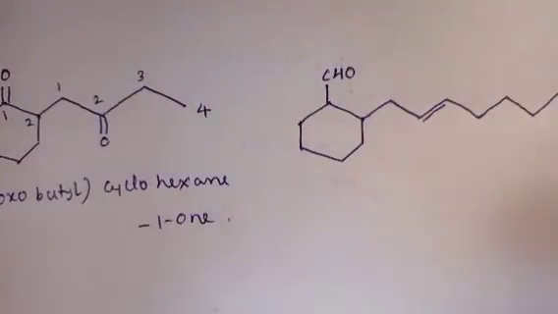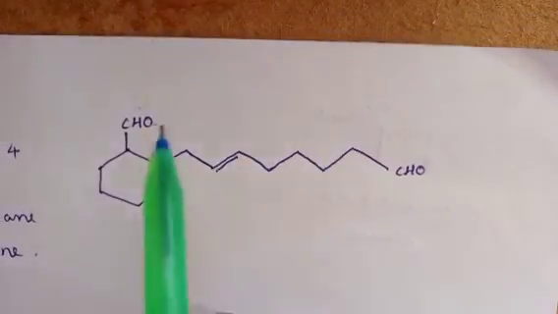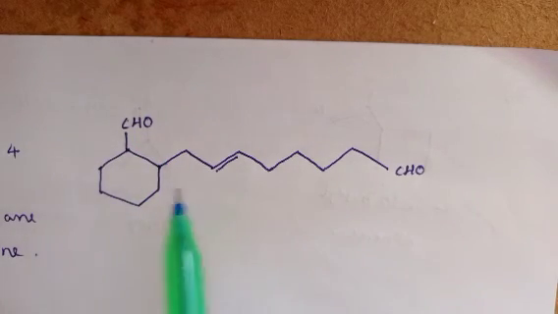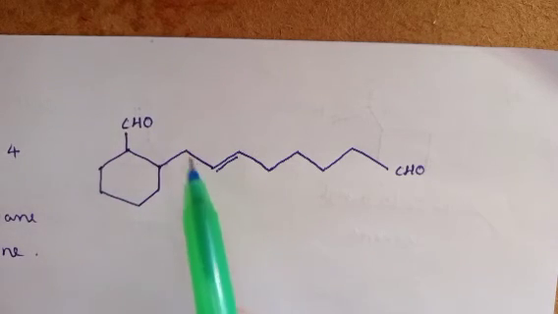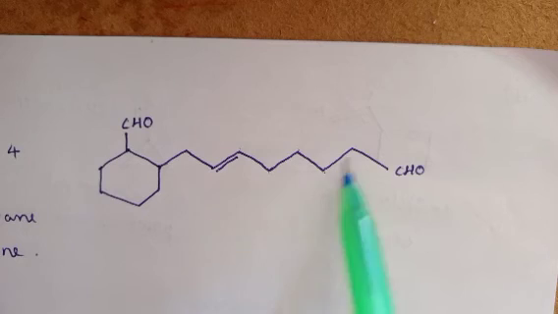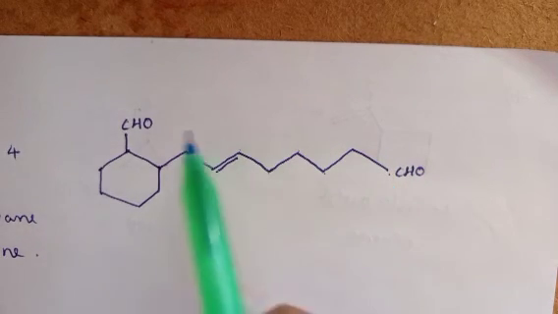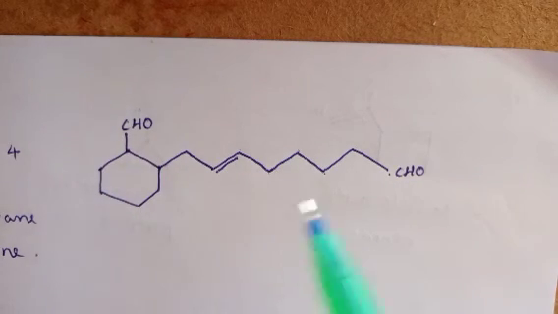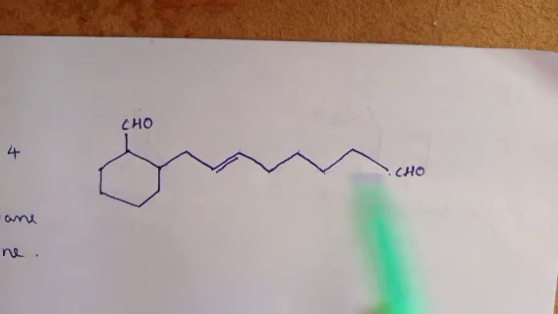Now again, see this. CHO in the cyclic part, CHO in the alkyl part. Now count the number of carbons: 1, 2, 3, 4, 5, 6 in the cyclic part. 1, 2, 3, 4, 5, 6, 7, 8: 8 carbons are present in the alkyl part. The cyclic part contains only 6. So the alkyl part acts as the main functional group, and the cyclic part acts as the substitution.